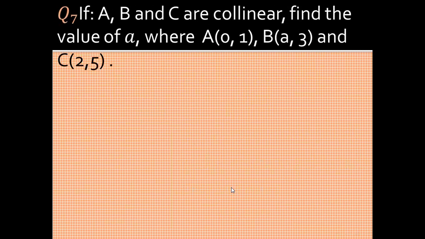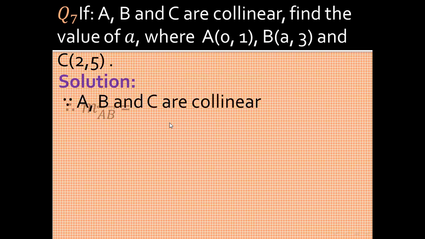Question 7. If A, B, and C are collinear, find the value of a, where the coordinates of the point A are (0, 1), B (a, 3) and C (2, 5). Since the three points A, B, and C are collinear, on the same straight line, we can deduce that the slope of the straight line AB equals the slope of the straight line AC.